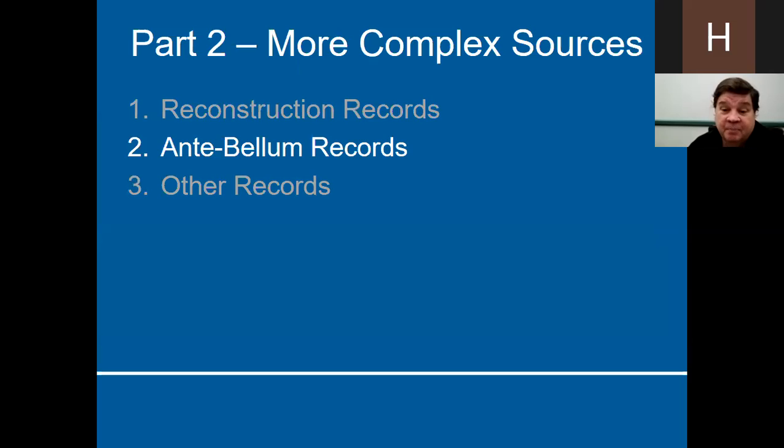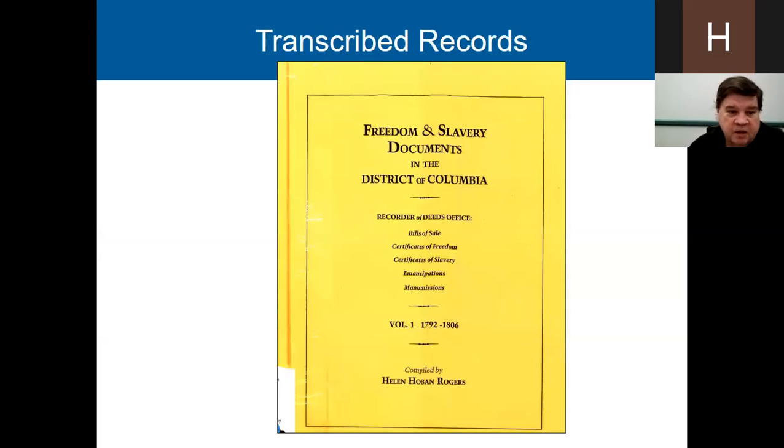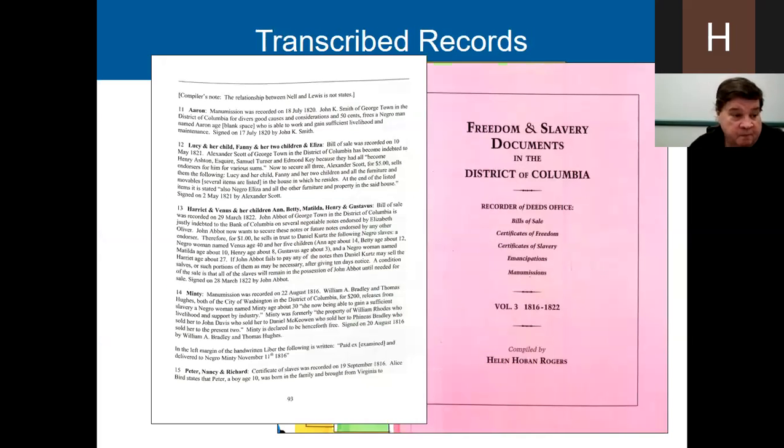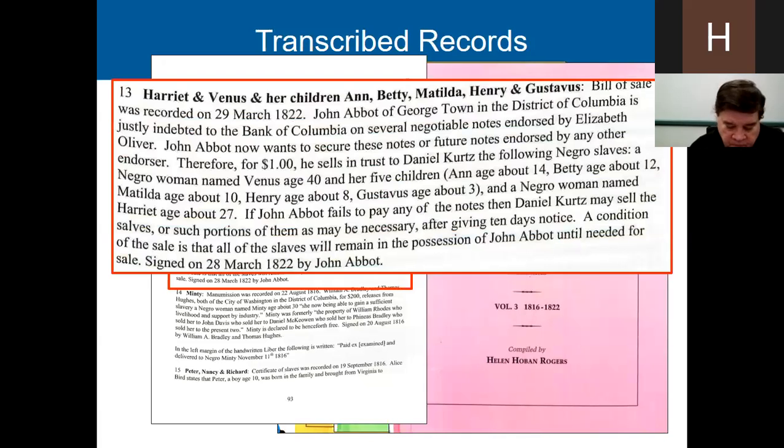Now let's look into some antebellum records, because as you push your way back, you're going to look into the period before the Civil War, and you're going to need to know the name of the slave owner. And if you do, you might be able to find records for your people. So this is from the District of Columbia, Freedom and Slavery Documents in the District of Columbia. And this is the type of information. This is Harriet and Venus and her children, Anne, Betty, Matilda, Henry, and Gustavus. And there was a bill of sale on the 29th of March, 1822.